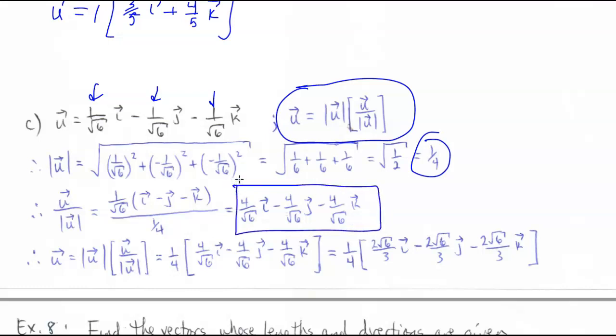And then to rewrite everything as the length of the vector times the unit vector, we would just say 1/4, because that is what the magnitude of the vector was, times the direction of it, which we found here. All right, so let's move on to example 8.